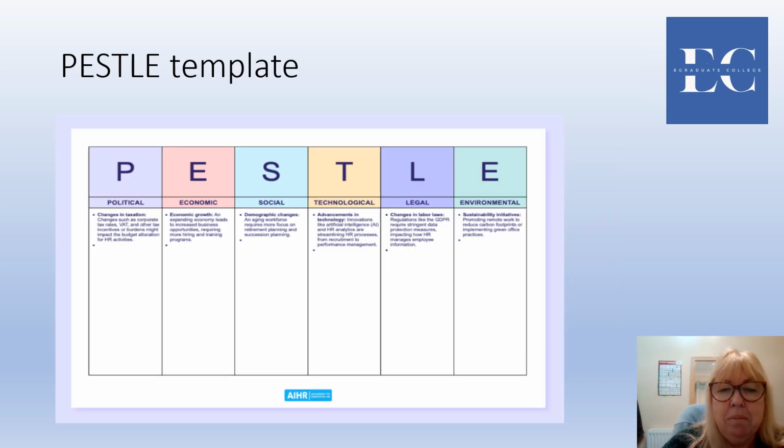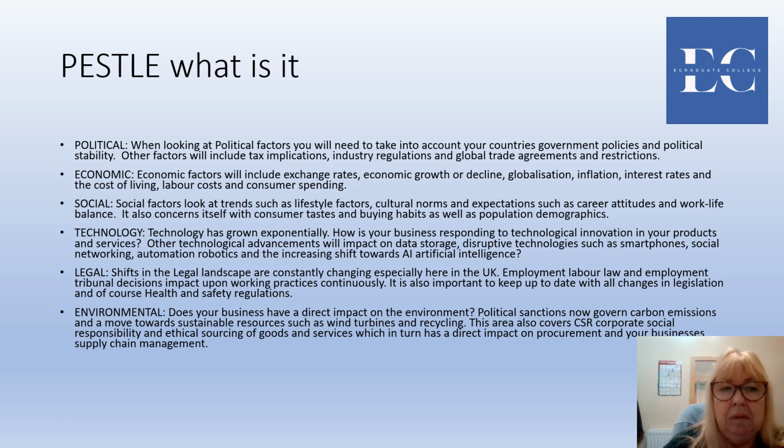Here's a PESTLE template: political, economic, social, technological, legal, and environmental. And you basically just fill things into the boxes. Very similar to your SWOT. Done in the same way with a group brainstorming. As I said, it could be a team or a project group or a senior management group. So, what is political?